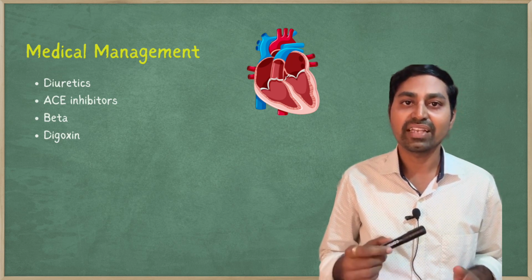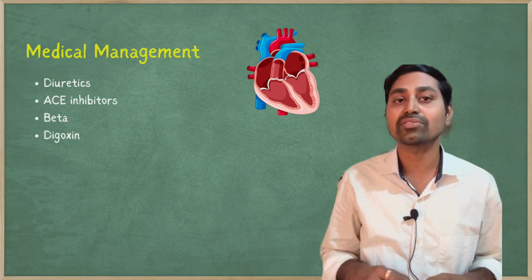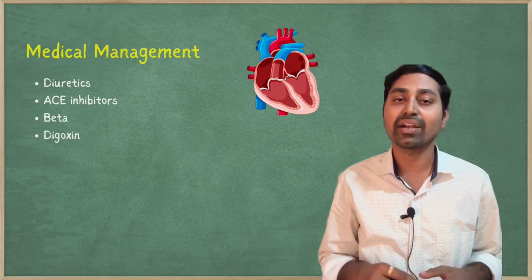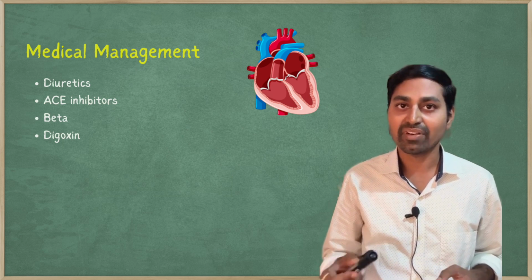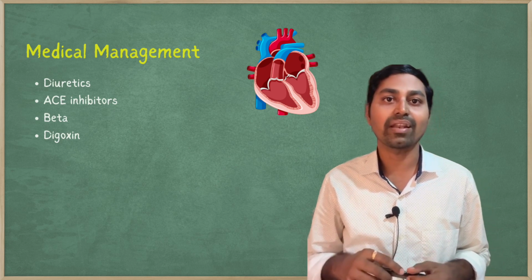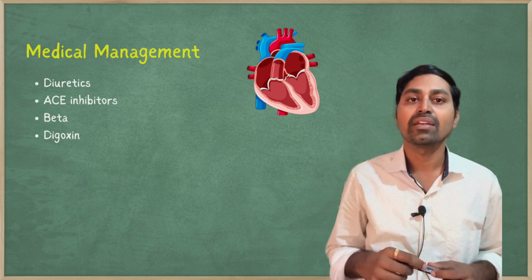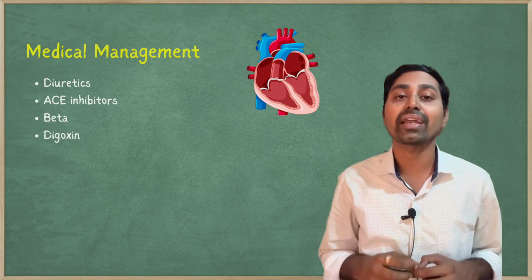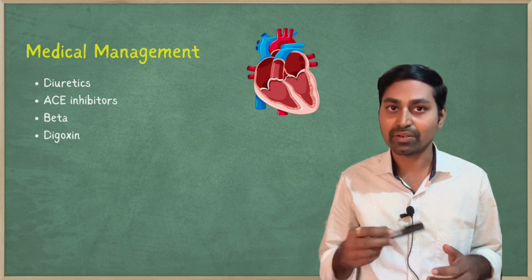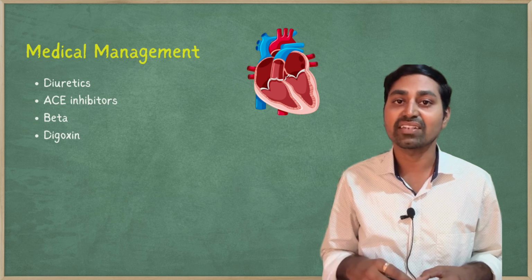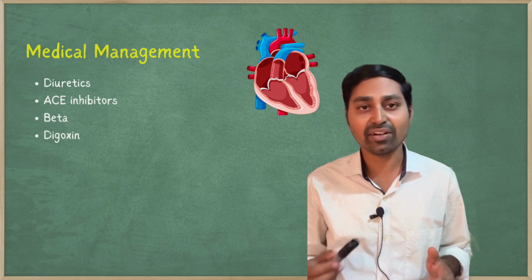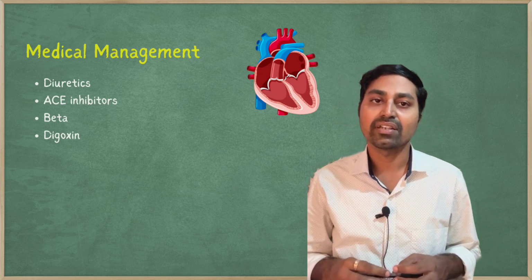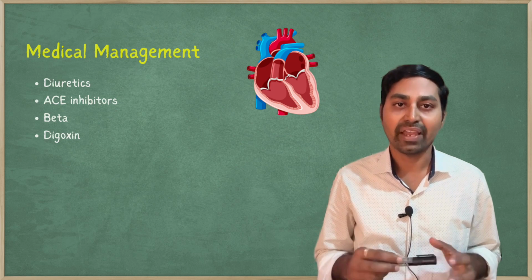Then ACE inhibitors can also be used. They relax the blood vessels. Examples for ACE inhibitors are captopril, enalapril, etc. Then beta blockers are also used to slow down the heart pumping activity. Examples include metoprolol succinate and all. Then digoxin, it also helps the heart pumping activity.